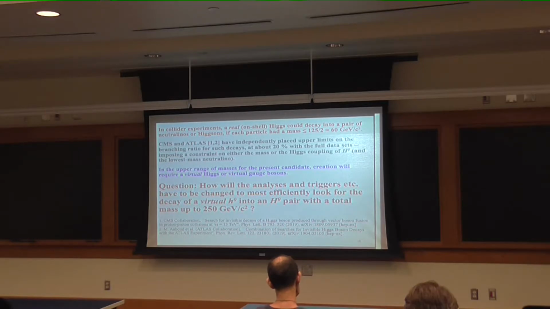But if you go to a virtual Higgs boson, it's a different story. And so I'd like to really understand, and I put this in big letters, can we possibly think in terms of analyses for virtual Higgs bosons where we can reach higher above the 60 GeV limit for the invisible Higgs decays that have been seen so far?